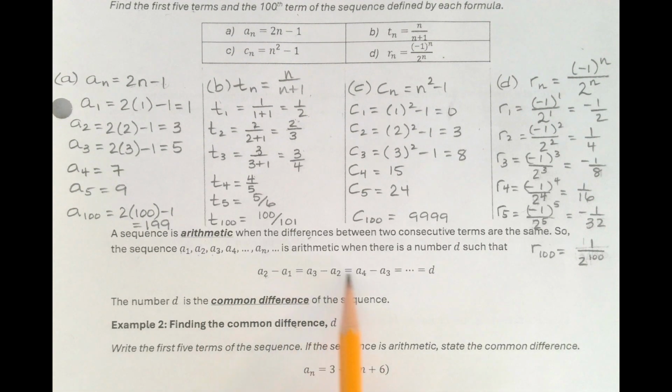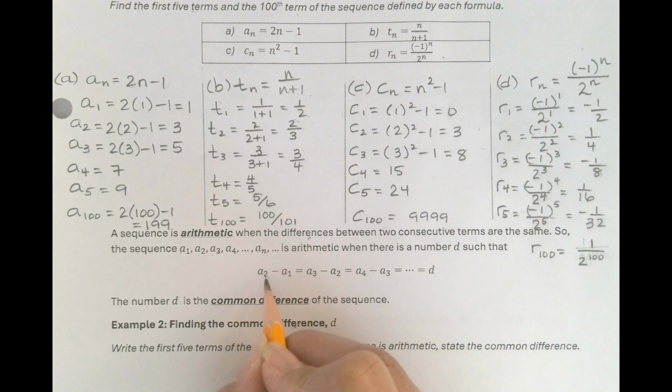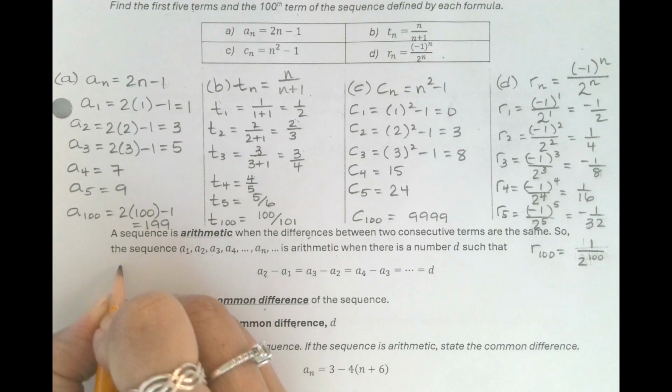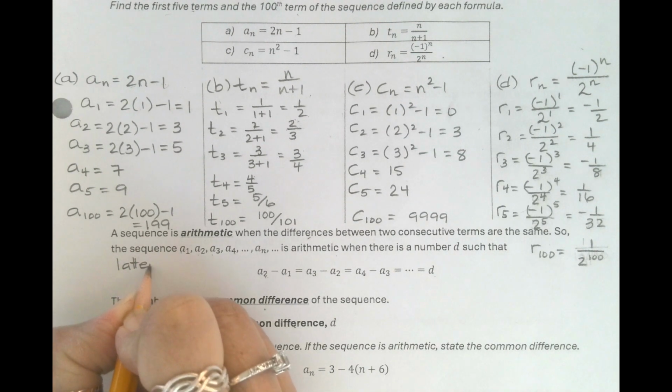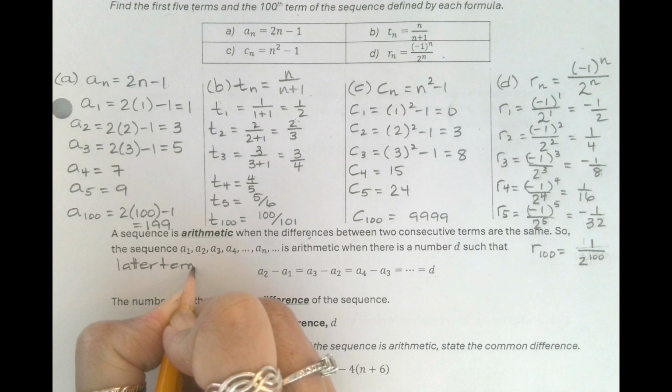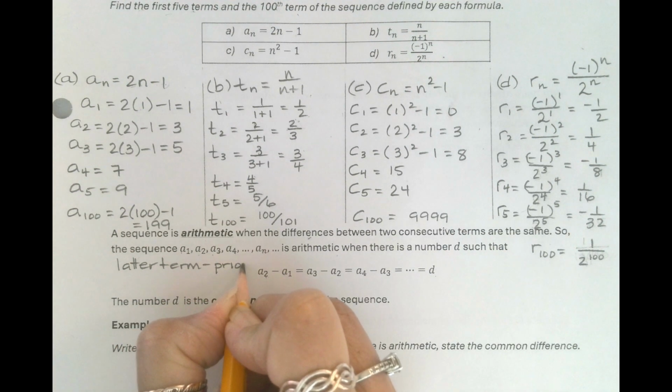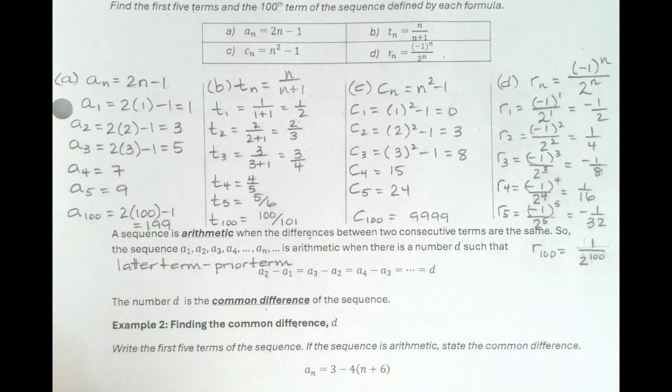And if every single time you do that consistently, the answer is some number D, then we will call that an arithmetic sequence, because consistently the difference between the latter term and the prior term was the same number. So always remember that this notation here just means take the latter term and subtract the prior term, and that will give you a value. That value D, if it is consistent, will be known as the common difference.